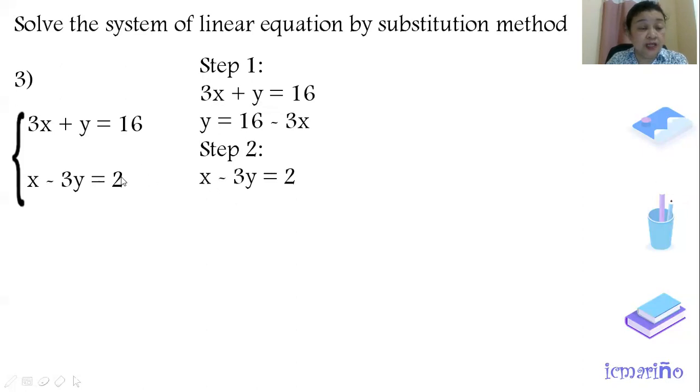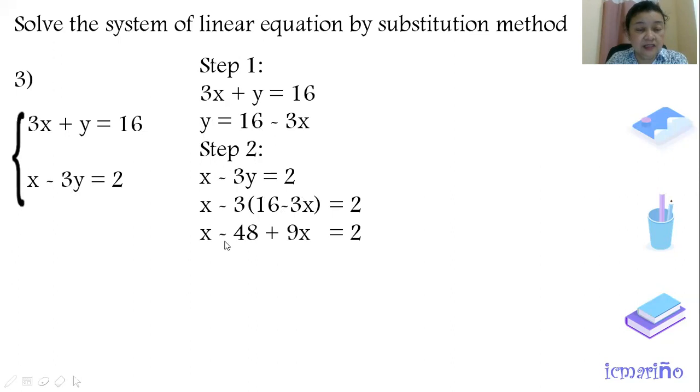Okay, so x minus 3y, our second equation, equals 2. So substituting the value of y, we have x minus 3 times 16 minus 3x. So saan galing yung 16 minus 3x? Ito yon, because ang y natin is equal to 16 minus 3x. Kaya sinubstitute natin doon. Okay? And that is equal to 2.